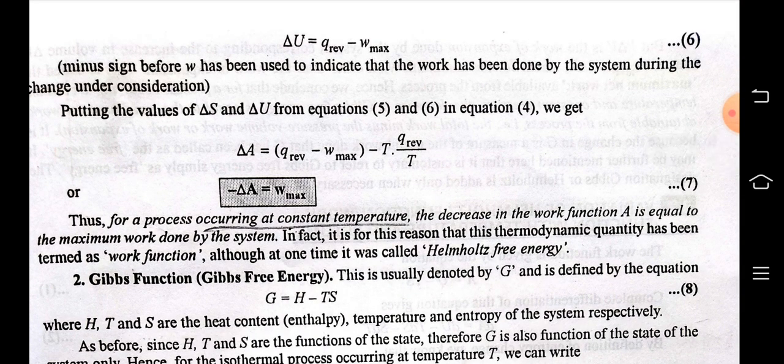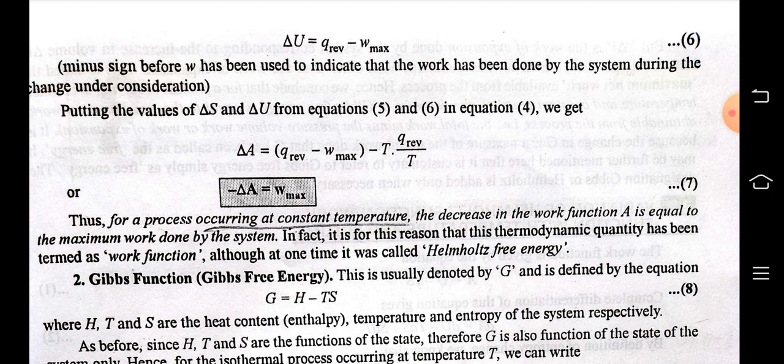Further, according to the first law of thermodynamics, as applied to an isothermal reversible process, we have ΔU = Q reversible - W max. The minus sign before W has been used to indicate that work has been done by the system during the change under consideration. Putting the value of ΔS and ΔU from equations 5 and 6 in equation 4, we get ΔA = Q reversible - W max - T(Q reversible / T), so -ΔA = W max.